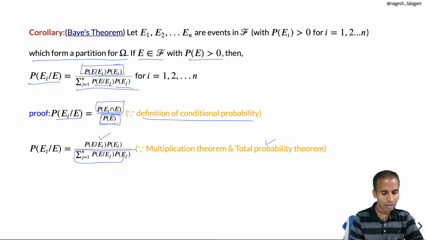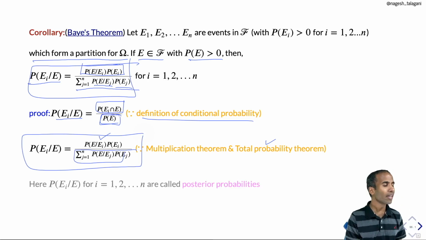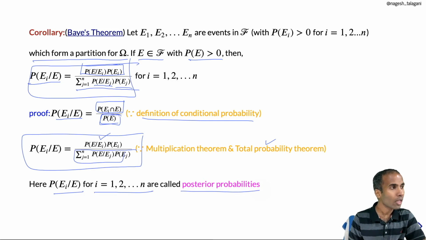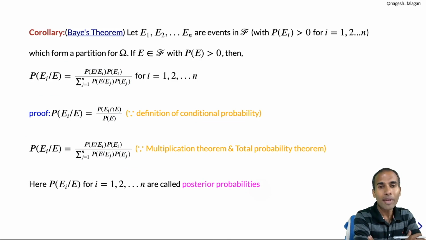Therefore we have this: the probability of Ei given E is going to be probability of E given Ei times probability of Ei, divided by, by total probability, summation j equal to 1 to n probability of E given Ej times probability of Ej. Okay. So here the probabilities of Ei given E for i equal to 1 to n are called posterior probabilities. Okay. So now, when to apply Bayes theorem? Bayes theorem is used to calculate posterior probabilities.